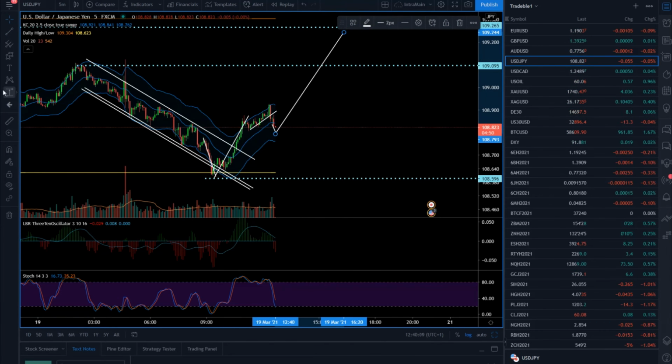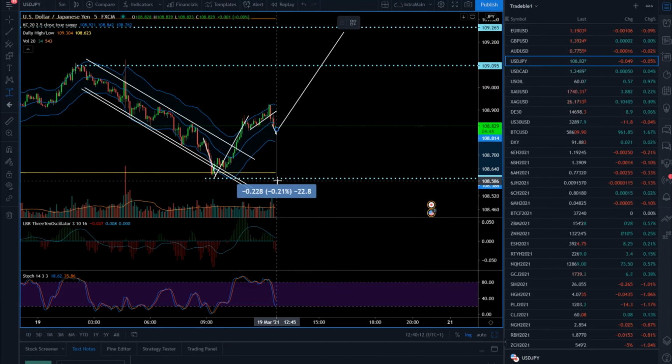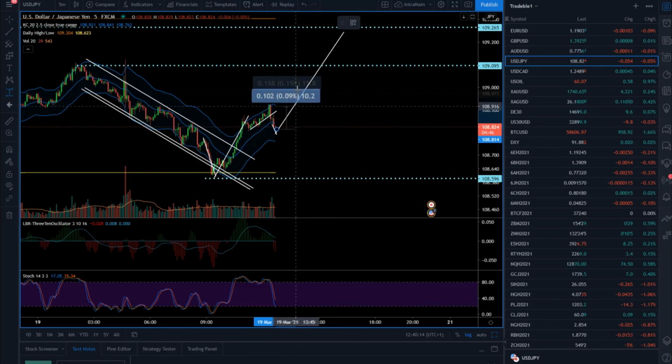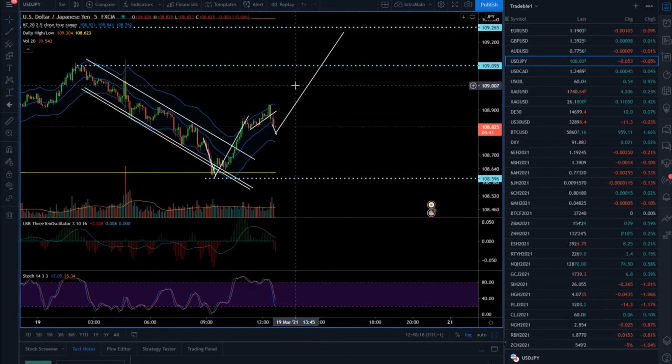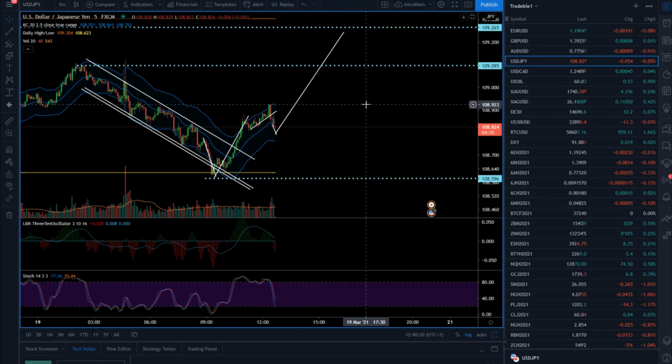So the risk can be about 20, 25 pips, say 22 pips, and try to make about 40 pips in return, which is a good 2-to-1 risk-reward ratio in the play on the USD versus Japanese yen.